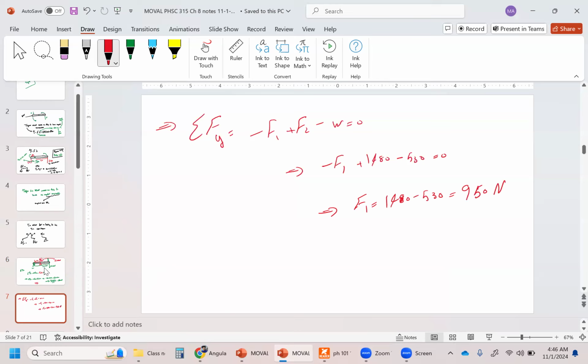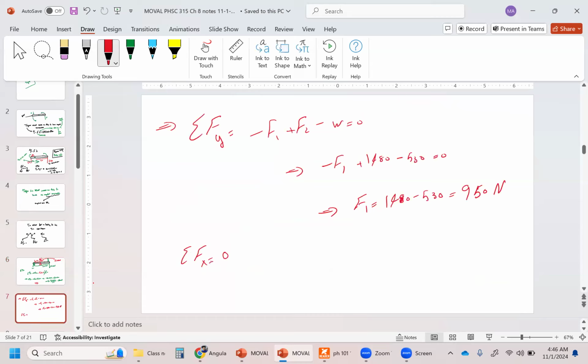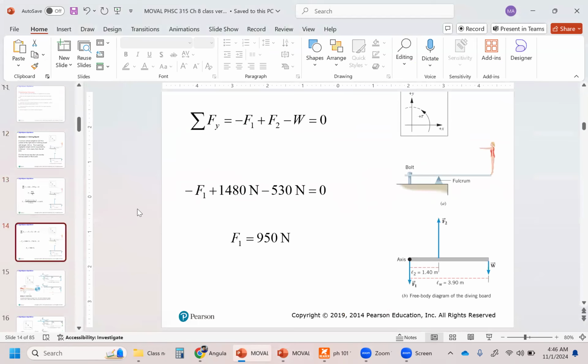Okay, how about the forces in the x direction? All right, on this one, we don't have any force in the x direction. We just have the weight, and this one is just affecting the y. So all your force in the x direction is going to equal 0, which means your F1 in the x-axis is equal to 0, your F2 in the x-axis is equal to 0, and your weight in the x-axis is equal to 0. Let's go ahead and check our work. All right, perfect.